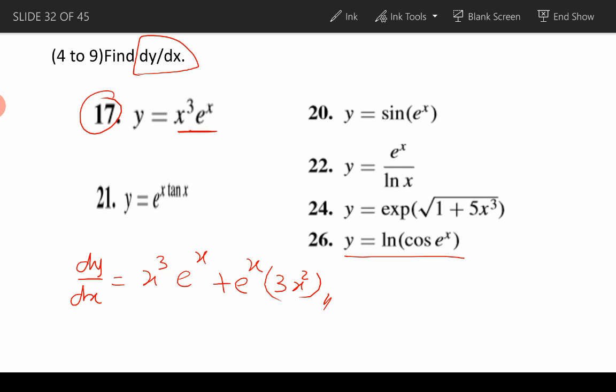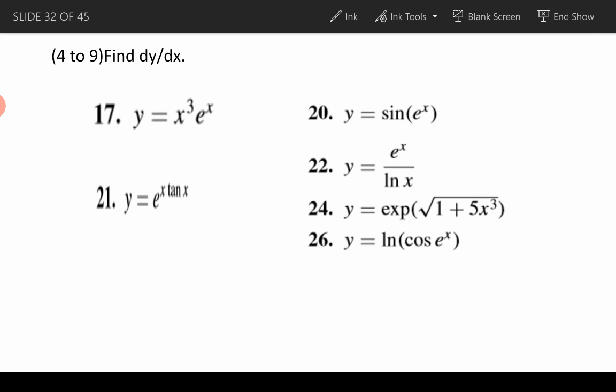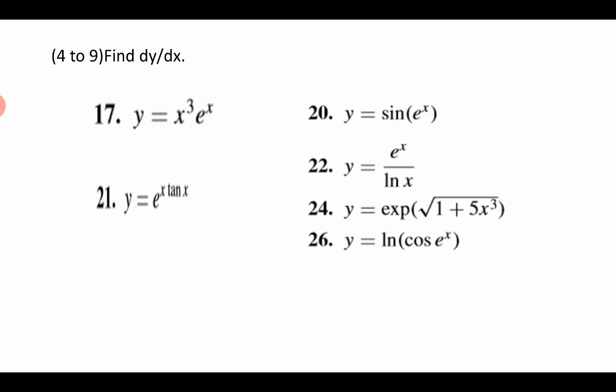And now let's take 21. Okay, let's try 21. Problem 20 is quite simple. Use the chain rule. Differentiate sine, it will be cosine e power x, and then go inside and differentiate e power x, it will be e power x. Just the chain rule. Now let me try 21.